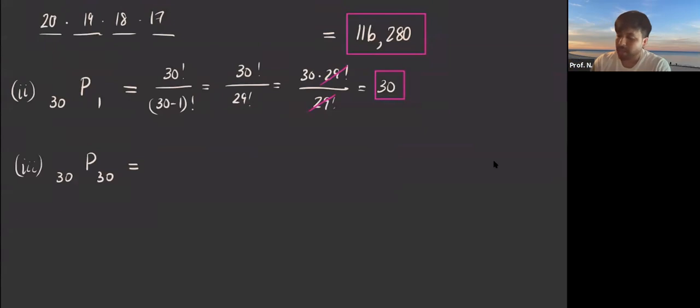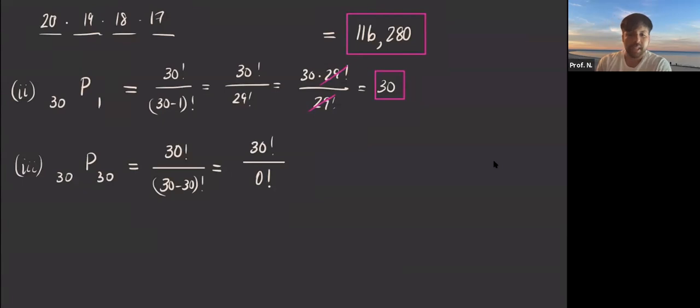So if you use the formula, what are you going to get? You get 30 factorial over (30 minus 30) factorial, and then you get 30 factorial over 0 factorial. And then the question becomes, what in the world is 0 factorial? It almost makes no sense, because you might think it's 0 times 0 or something like that. It's just 0. So is 0 factorial 0?